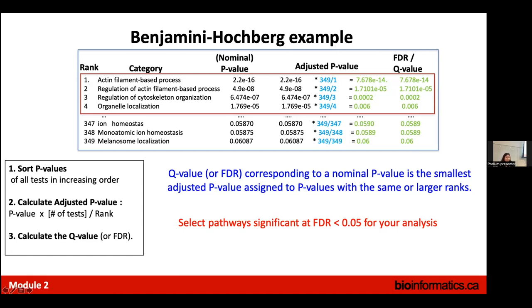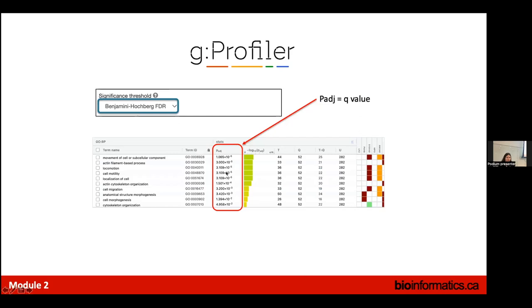So once we have the q-value, we select the pathways with our threshold, let's say FDR 0.05, or we can be more stringent. We can select all the pathways under FDR 0.01 and continue with our analysis. And again, this is the output of GProfiler. I think that now you can understand all the terms, and the FDR is here. You choose the method here, because in GProfiler you can use Bonferroni, Benjamini-Hochberg, or another method that they have for us.